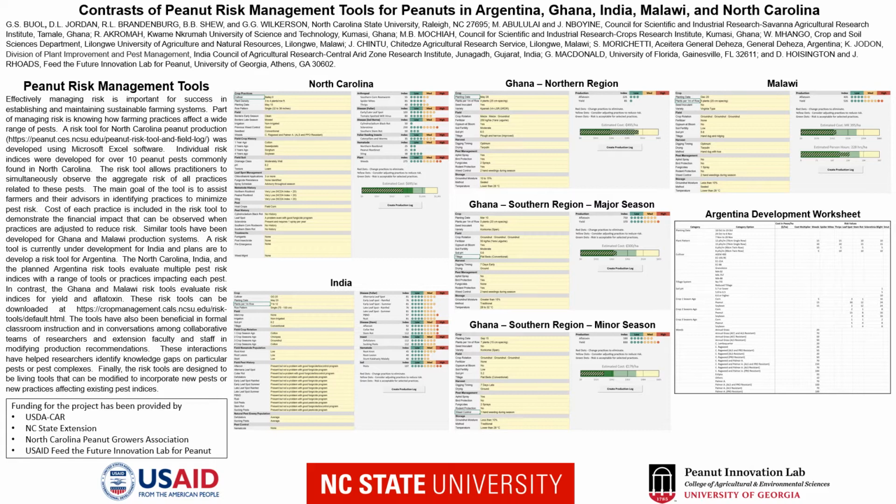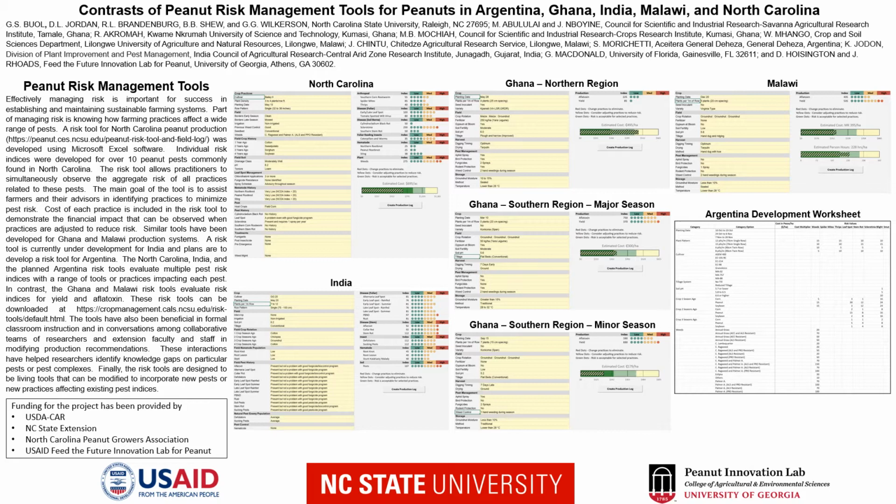Using Excel, data entry and editing forms were developed to create and maintain the peanut risk tools. The developed Microsoft Excel-based application has worked well for the peanut production systems for which risk indices have been developed. Furthermore, it has been robust enough to handle the relatively complex production systems found in North Carolina and India.